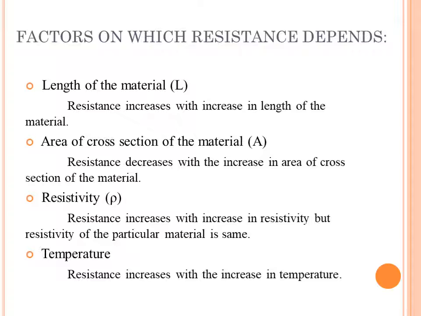Next one is area of cross section of the material. Similarly, in the formula it is given as resistance is inversely proportional to the area of cross section. Resistance decreases with the increase in the area of cross section and vice versa. Next comes the resistivity. Again, resistance is directly proportional to resistivity. So resistance increases with the increase in resistivity.